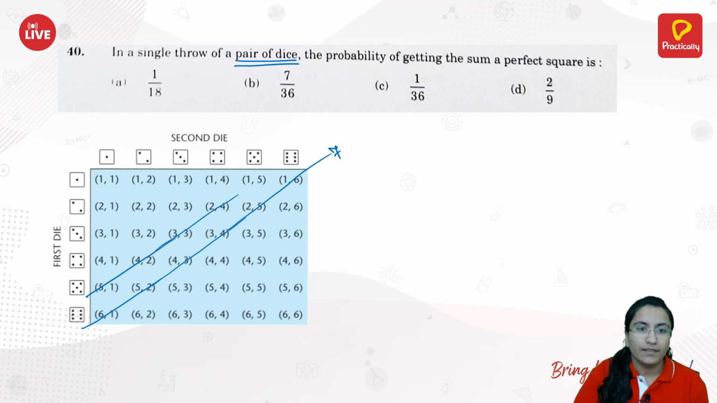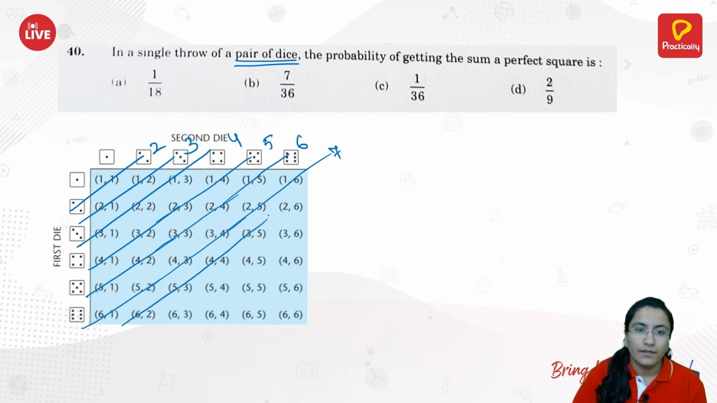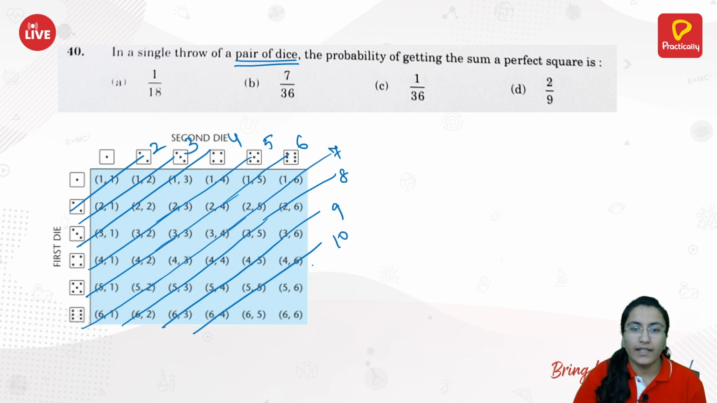One above this would give us sum as 6. One more above this would give us sum as 5. This would give us sum as 4, 3, and then 2. Here you would get sum as 8. Here you would get sum as 9. Then the sum is 10, 11, and 12.